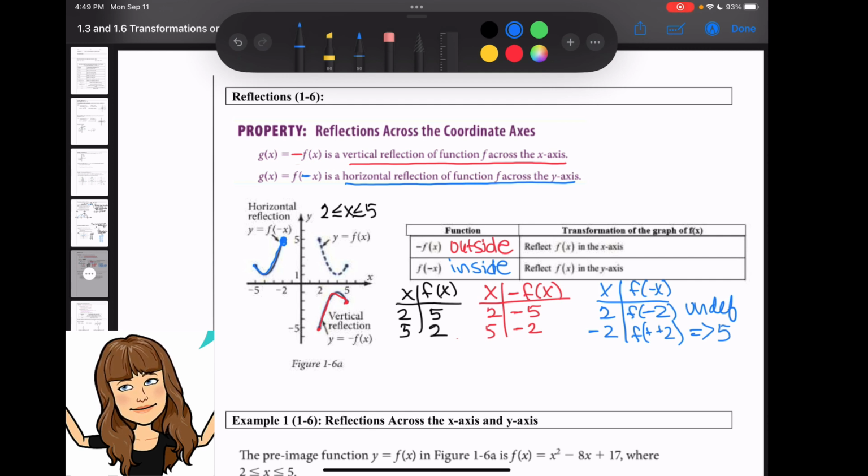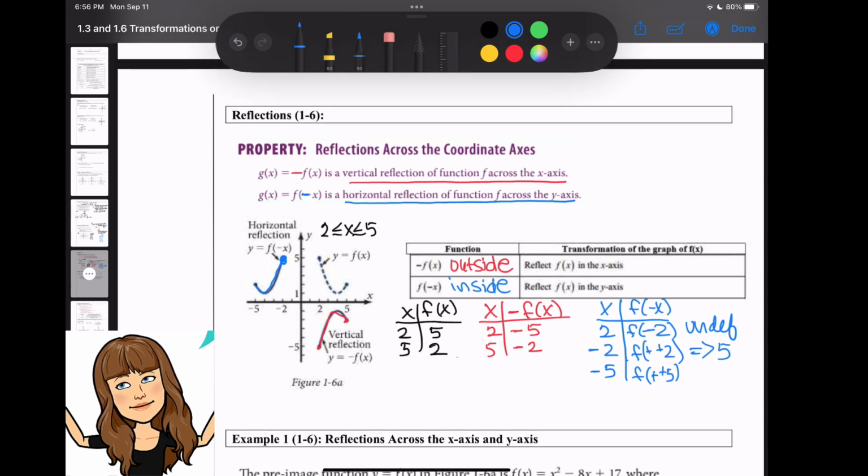So another point that I could plug in would be negative 5. Because f of negative 5 is the same as f of positive 5. And that's the same as 2. And that ends up being this point right here.